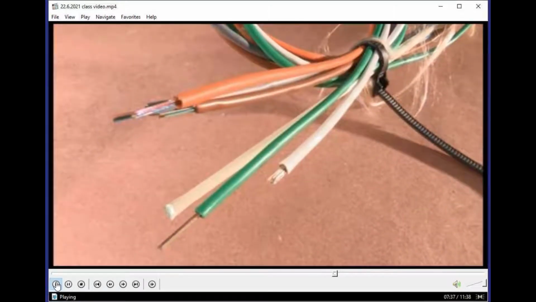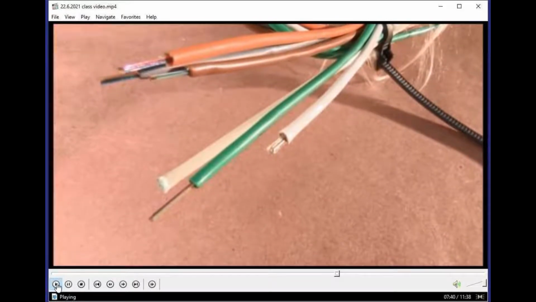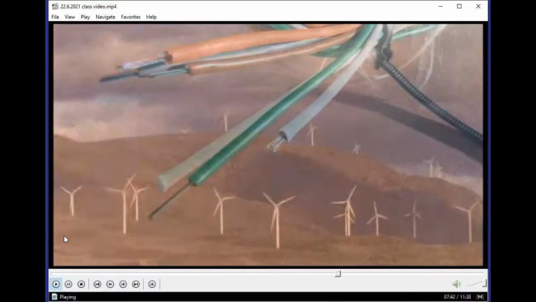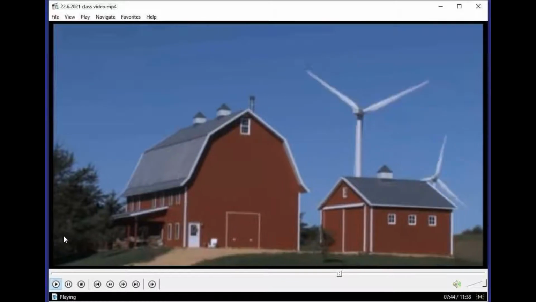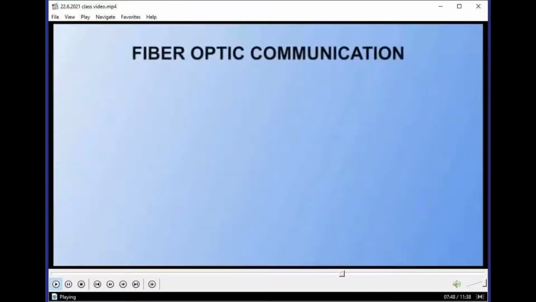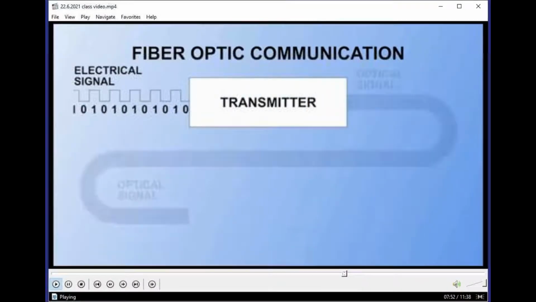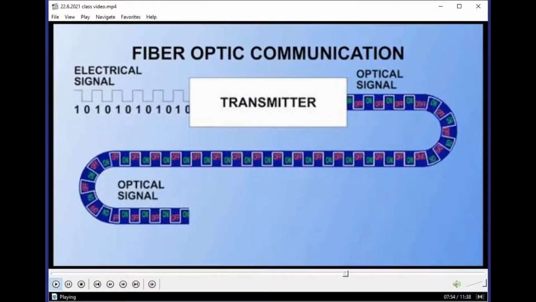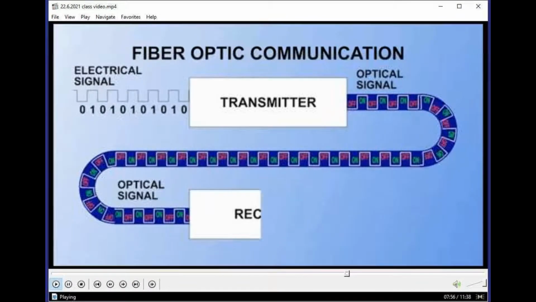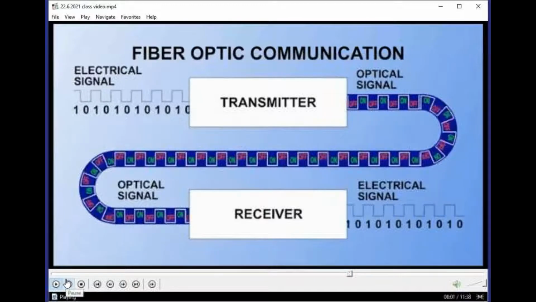Fiber optic cable is widely used in wind farms to transmit information using light. It is a highly effective way for communication to occur between and within wind turbines. In general, the system consists of a transmitter to produce and encode the light signals, optical fiber to conduct the light signals, and an optical receiver at the destination to decode the light pulses and return.